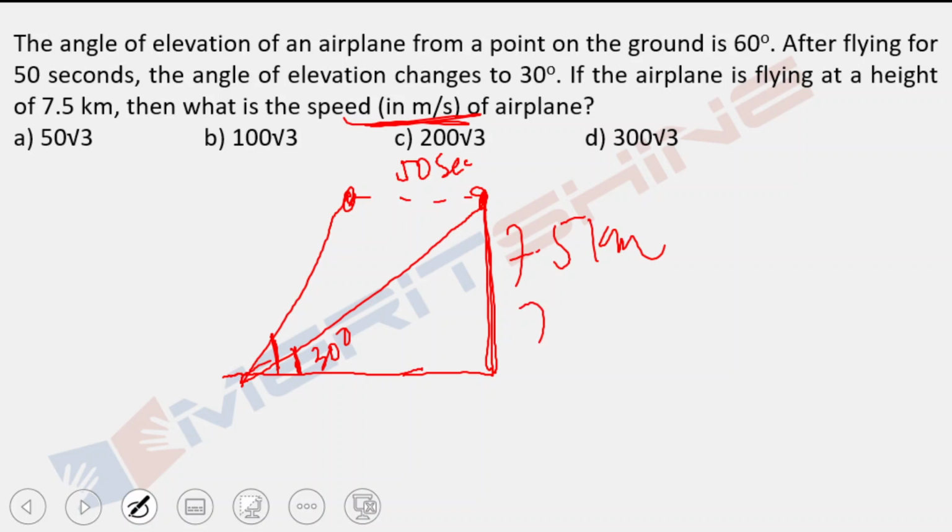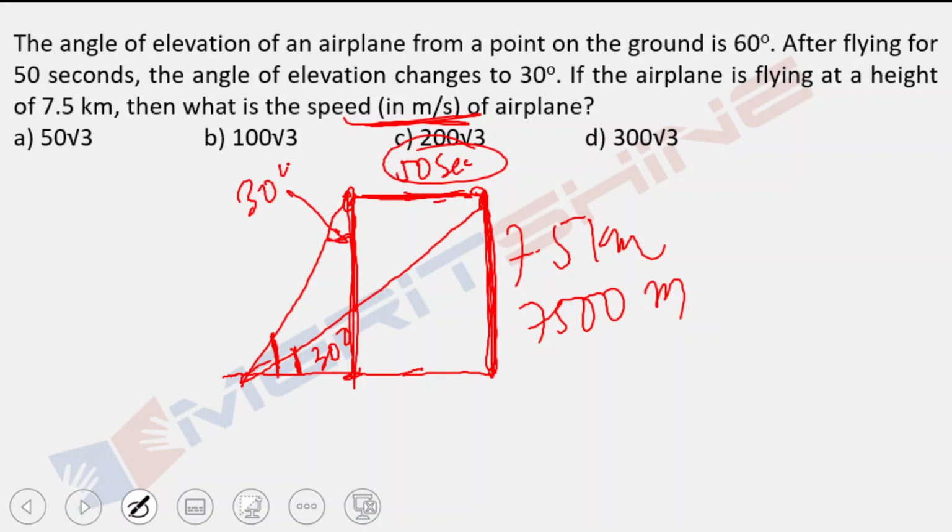As it has asked in meter per second, let me convert the kilometer into meter, 7500 meter. So I have time here. I'll have to find the distance covered, then I can find out the speed, because that's what they have asked. So how do I do it? Again, the same method. You have the height here, the same height. This was 60 degrees. So this was 30 degree.